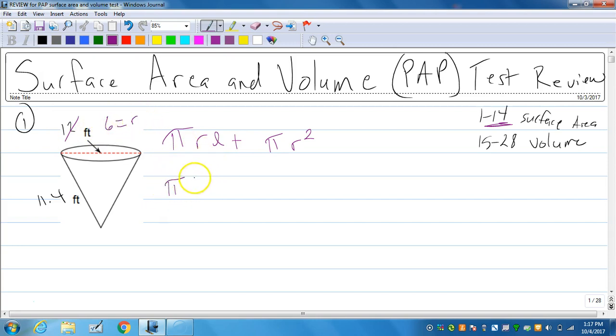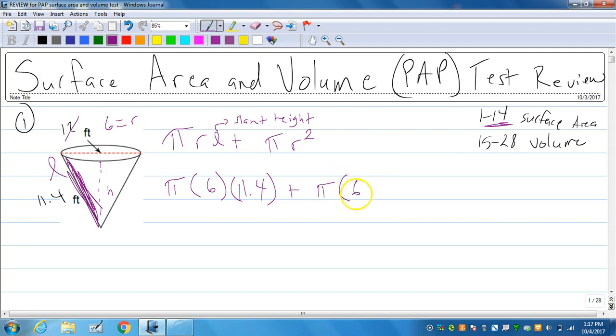So it's pi times my radius, which is 6, times my L. Remember that L is slant height, which is this one right here. This is my L. Remember the one that goes this way? That's my H. This one's my L. So 11.4 plus pi, and then the radius is 6 squared.